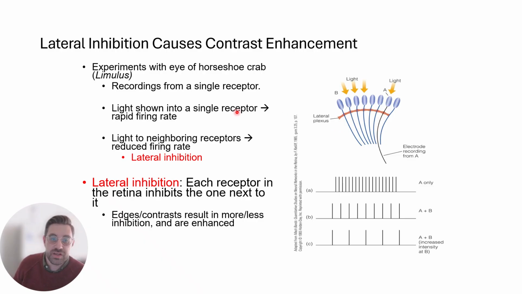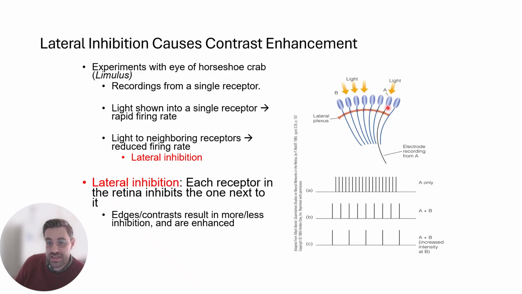And what researchers found was if you take a recording from a single receptor, maybe this is a rod named rod A, right? And you shine light just onto A, what you find is that it'll fire an action potential. No problem, right? So if you shine light onto the single receptor, you get rapid firing.